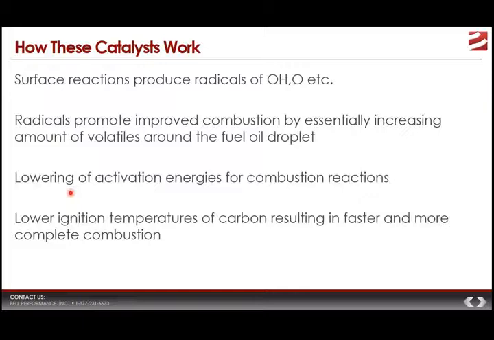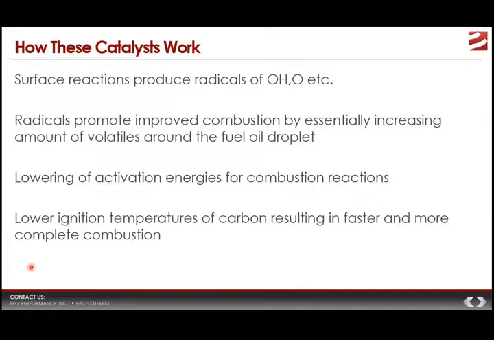Now, all you really need to know about this, and this is just surface level chemistry, we don't need to go any further than that, because if you talk to a customer, or if you are a customer yourself, you're not necessarily going to care about the absolute intricacies of this. So this is just basically to give you enough information to be dangerous kind of thing. Second thing that organometallic combustion catalysts do, they lower the activation energies for the combustion reactions.